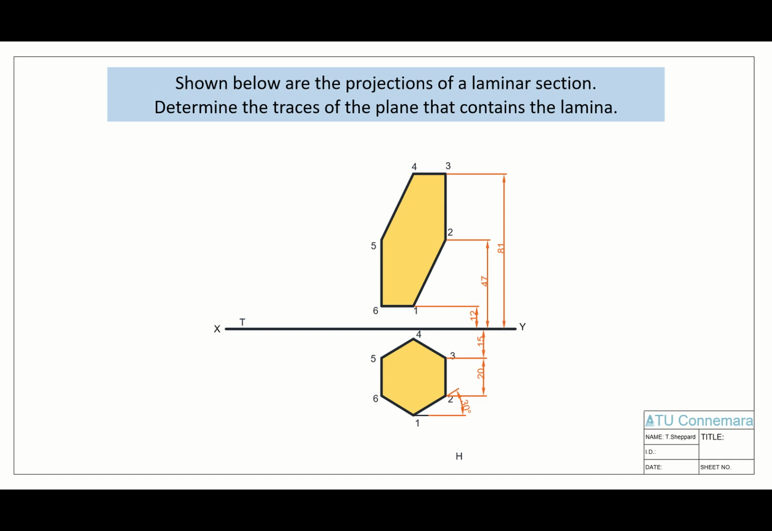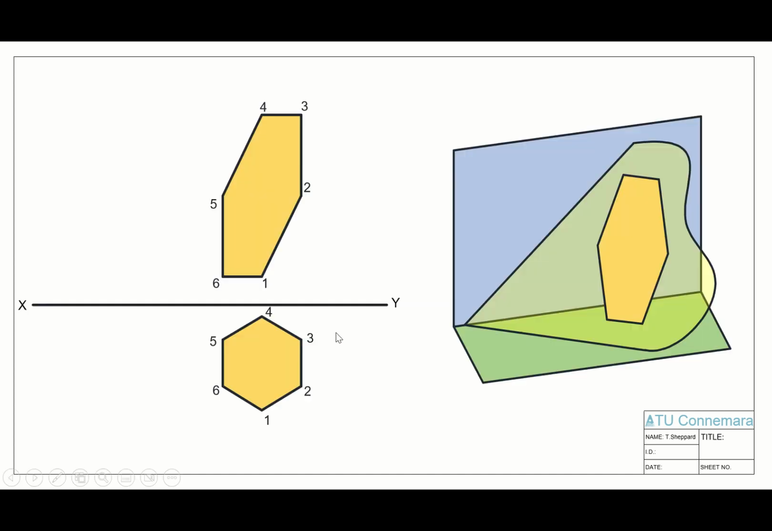So in this video we're going to look at how to find the traces of a plane that contains this hexagonal lamina using method number one. So let's look at it here. We can see our lamina as a hexagon when we look from above, so in our plan view, and here it is projected onto the plane in our elevation. So there it is on the plane in elevation and in plan, and there you can see it in 3D. So what we're trying to find is the horizontal trace here and the vertical trace here for the overall plane that this hexagonal one is sitting on.